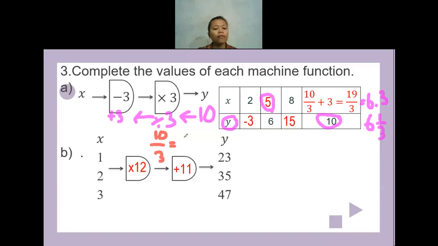And then for the next rule, we have to subtract 3. Because we are going to find the input, we have to do the opposite. The opposite of subtract 3 is plus 3. That's why 3.3 plus 3 equals 6.3. Is it clear enough for those who asked me questions, or is there anything that is confusing?